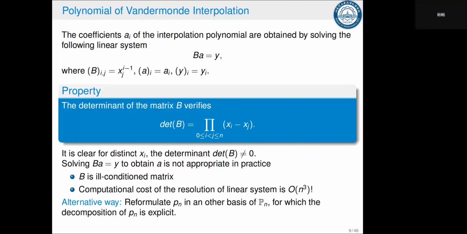I hope you still remember the meaning of ill-conditioning. That means a small error from the data will propagate or be amplified along the computation. In that case, a method is called ill-conditioned.